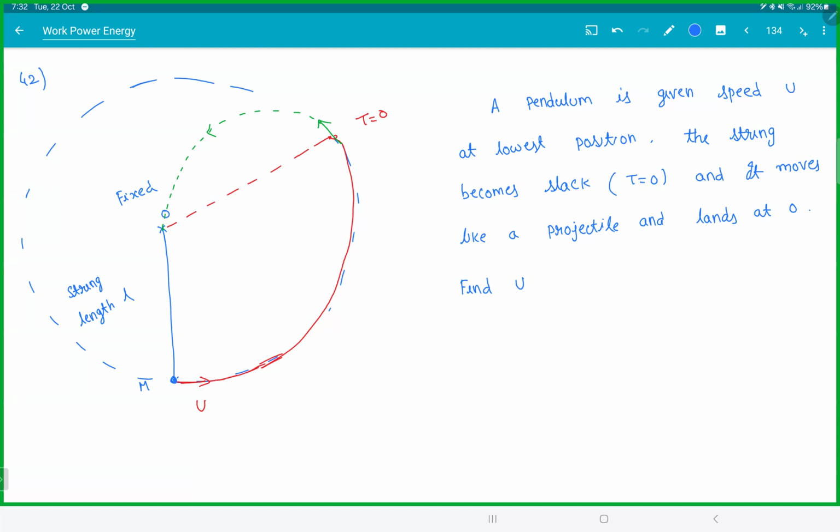Is this question clear, everyone? So you gave some speed. This thing didn't complete a circle. Before that, tension became zero. Then it started flying like a projectile. It went and landed on the point of suspension. Then what is the speed?